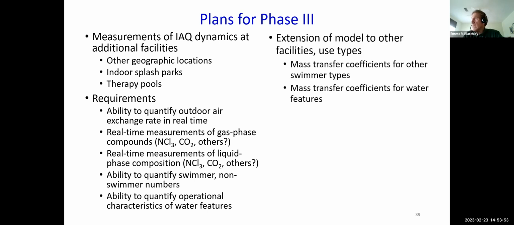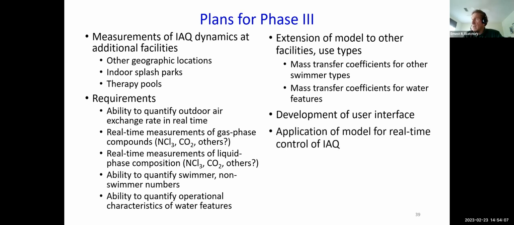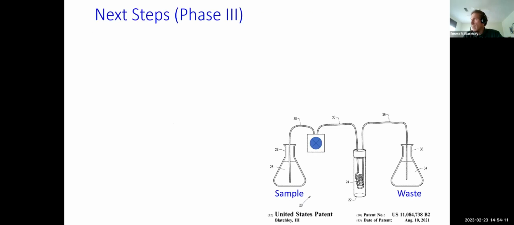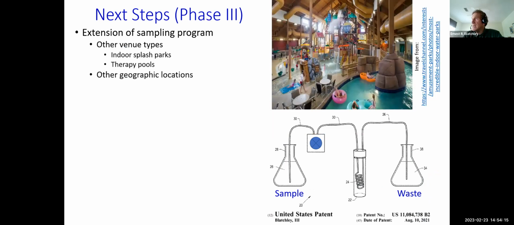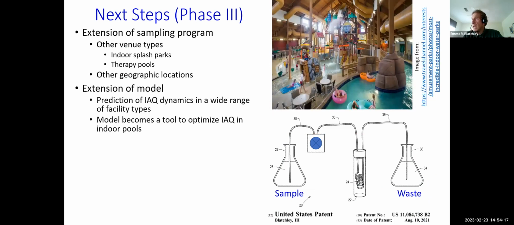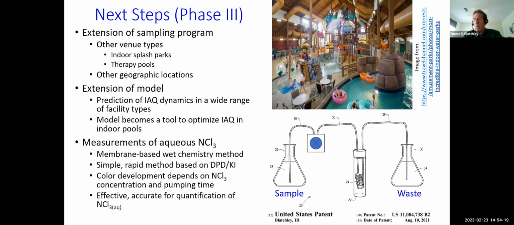So again, what we want to do is to extend this to other facility types, and that would involve developing estimates of mass transfer coefficients for other swimmer types and other, let's say, water features at splash parks, developing a user interface, and then allowing for application of this model for real-time control of indoor air quality. To do this, again, we want to extend this to these other facility types and other locations.